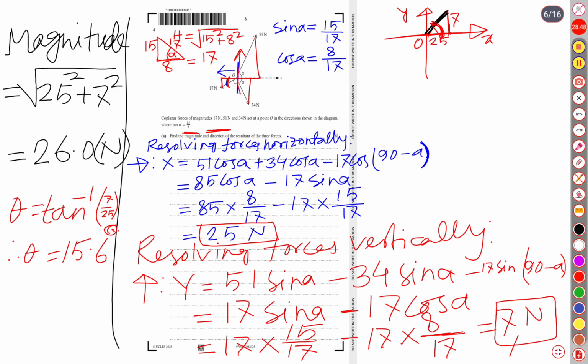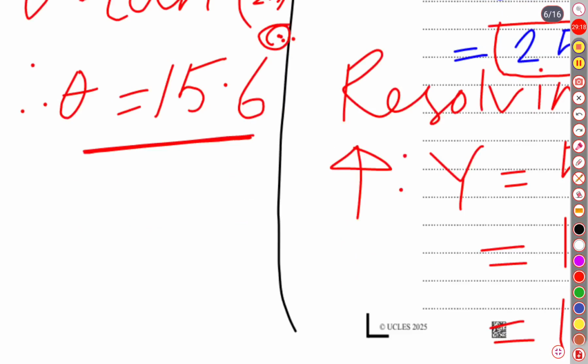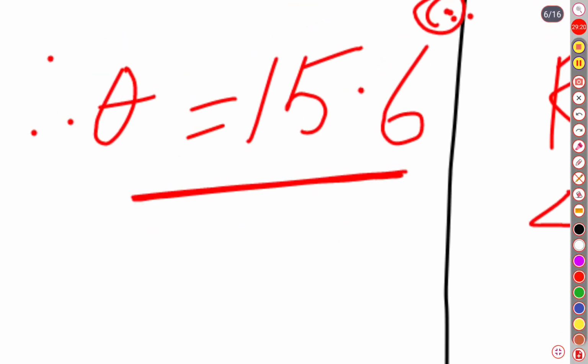Now how to write this? We got that magnitude is 26 Newton, and angle is 15.6. Where is the angle lying? Angle is lying at this point. Look, it's in the first quadrant. So how to write this? Let me change the ink to write this. We can write here the final answer for direction.